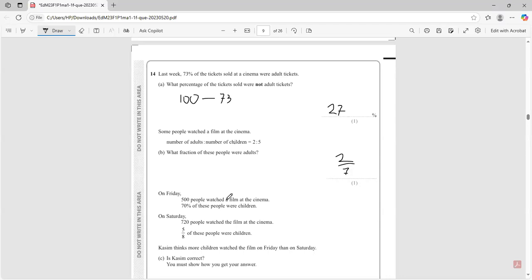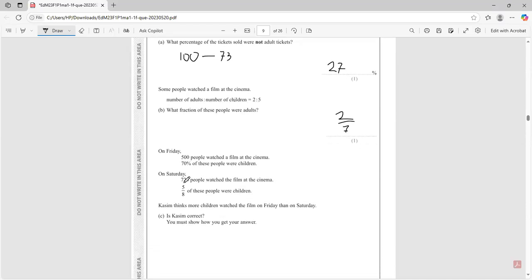Okay. On Friday, 500 people watched the film at the cinema. 70% of these people were children. Okay, it now goes on to say on Saturday, 720 people watched the film at the cinema. 5/8 of these people were children. It now says Kasim thinks more children watched the film on Friday than on Saturday. Is Kasim correct? You must show how you get your answer.